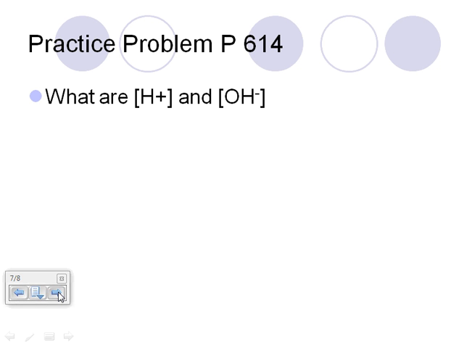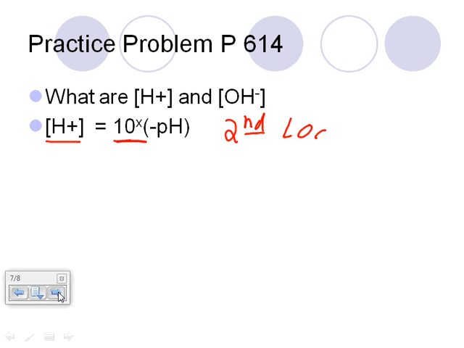So here's another equation. What are the concentrations of H plus and OH minus when we are given the pH? So here's our formula for that. The concentration of H plus is going to be 10 to the x. This is the inverse log, the second log.